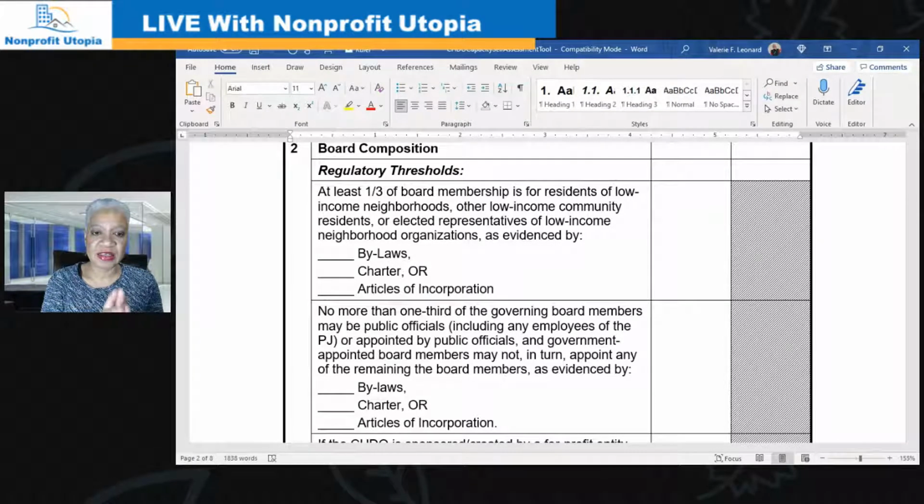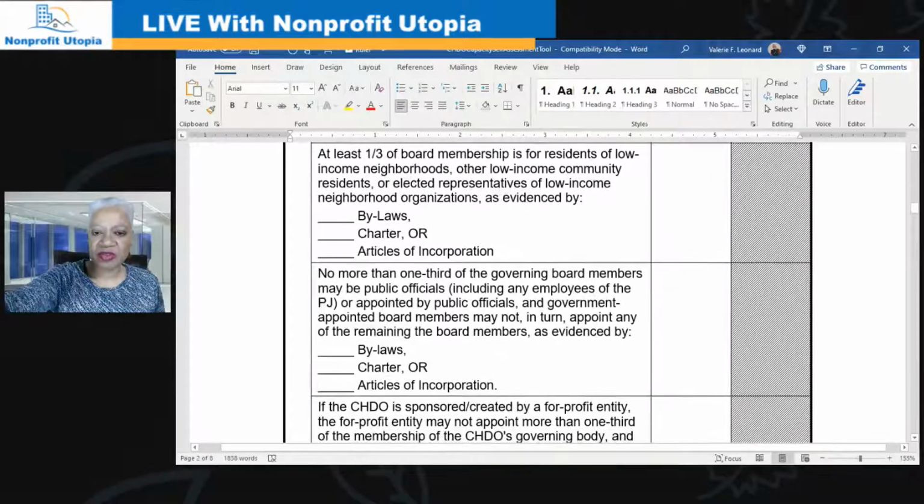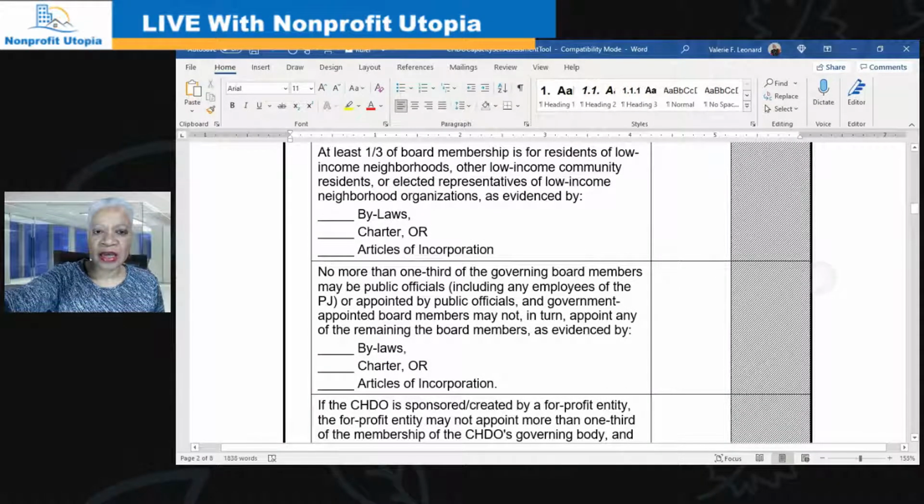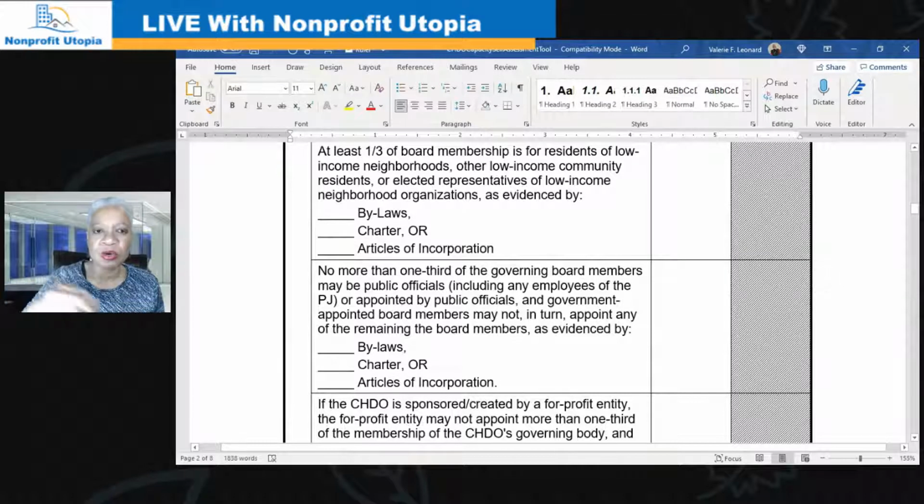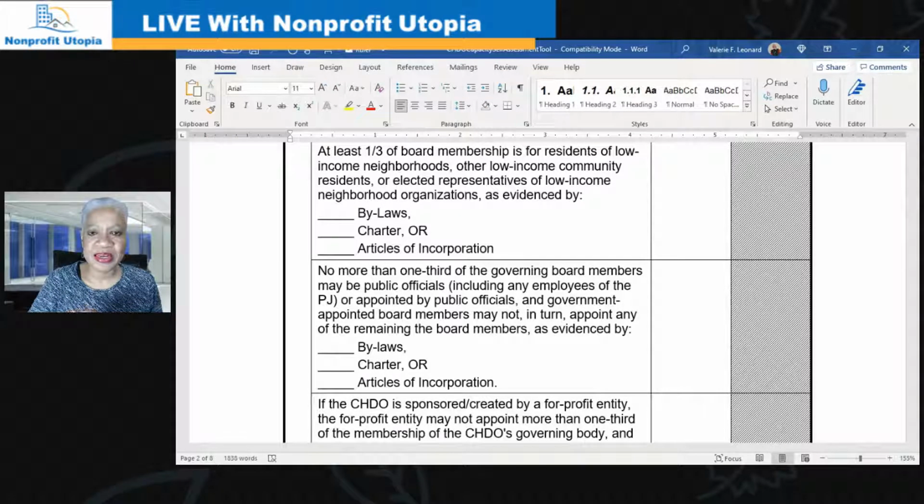And again, this threshold is only for housing organizations that want to seek official CHRL status. But this is still an interesting thing to understand for those of you who are thinking about starting nonprofit organizations and you want to make sure that you have representation that is reflective of the community you serve. So you might use this as a model to think about how you make sure that the low income community that you're serving is in fact represented on your board, and how you document that in your bylaws, in your charter, and or the articles of incorporation.